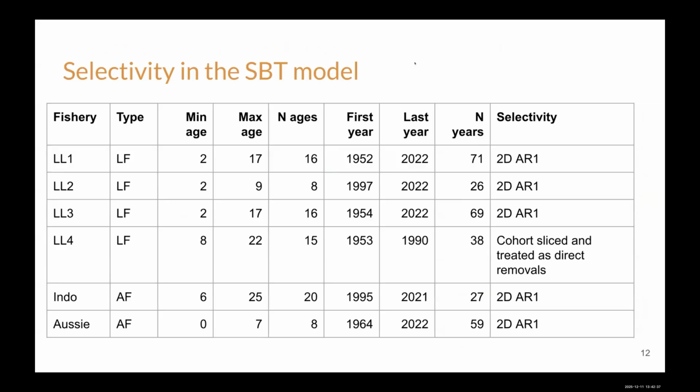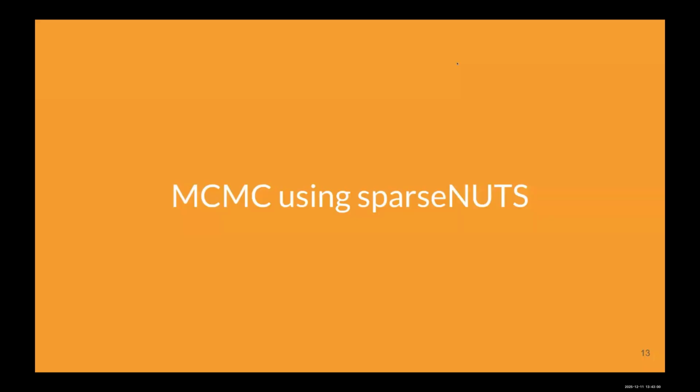And so basically now we've managed to get this model with, we've still got our 6 fisheries and 2D AR1 processes operating for most of them. We've got this other minor fishery there where we just cohort slice and directly remove that fishery because it was back in the early days and very little catches. But otherwise, it all seems to be working well.